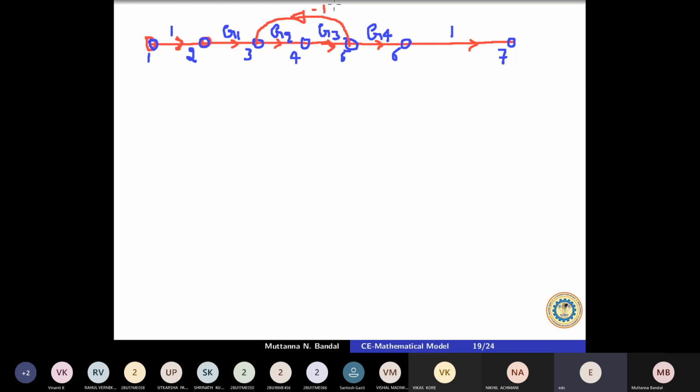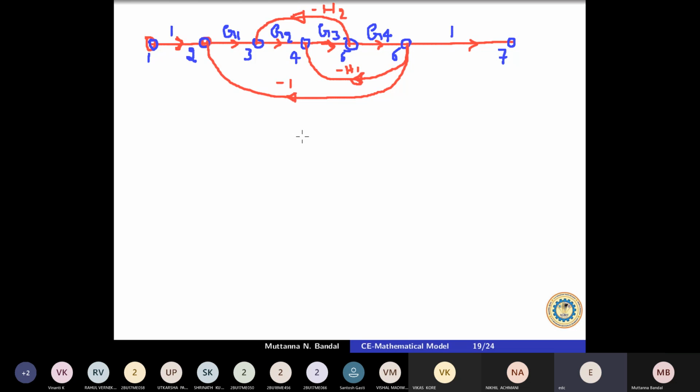So this I call it as a feedback, minus H2. And also similarly there is a feedback that goes from 6 back to 4. So again it is in a reverse direction, and it has a value of minus H1. Also there is one feedback that goes from 6 to 2. So this is another feedback, and whose value is minus 1.